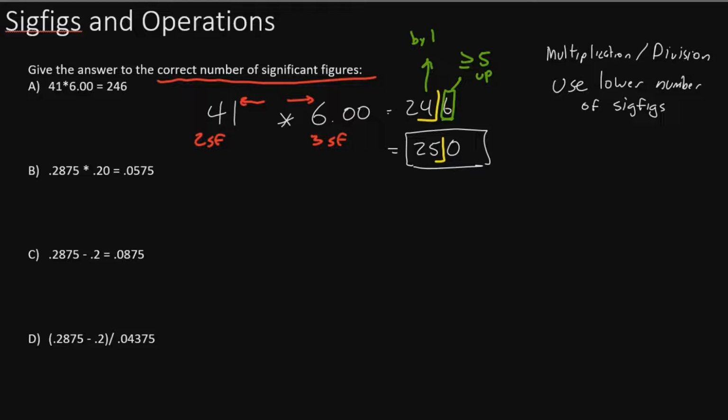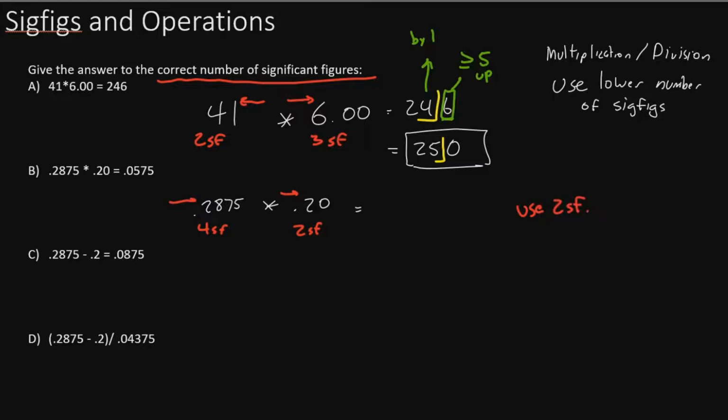Let's continue and do this for part B. We have 0.2875 times 0.20. Both of these numbers have decimal points, and so we go left to right when we check for significant figures. The 0.2875 has 4 significant figures because they're all significant. The 0.20 has 2 significant figures. The 0 that comes after the 2 is significant. Therefore, our answer will use the lower number of significant figures, and we will use 2 significant figures.